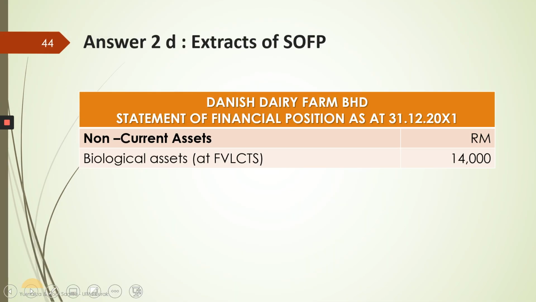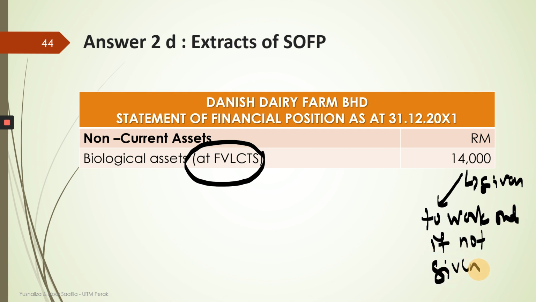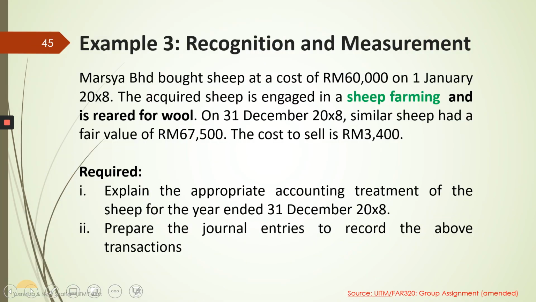Next, the biological asset that will be shown here must be at fair value less cost to sell. That is given in this question. If you are given such a question, you may have to work it out, so we'll see this kind of question if it's not given.